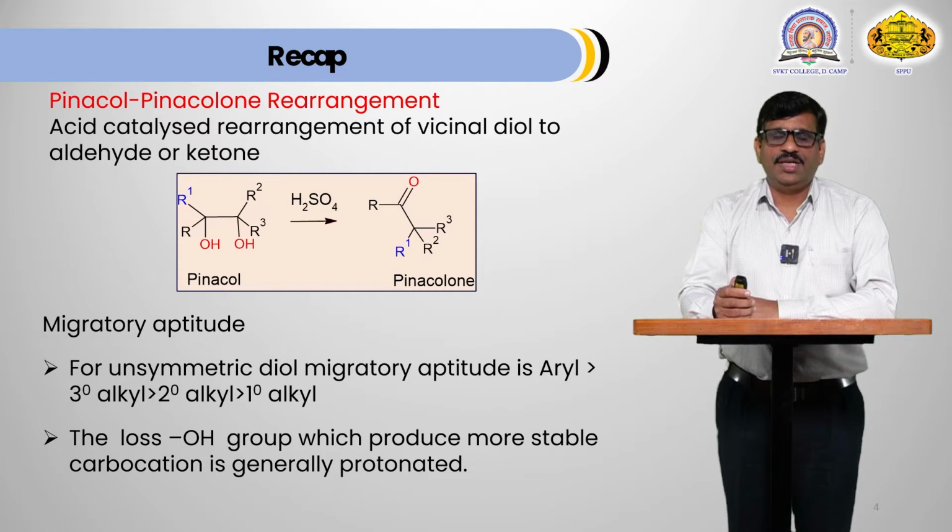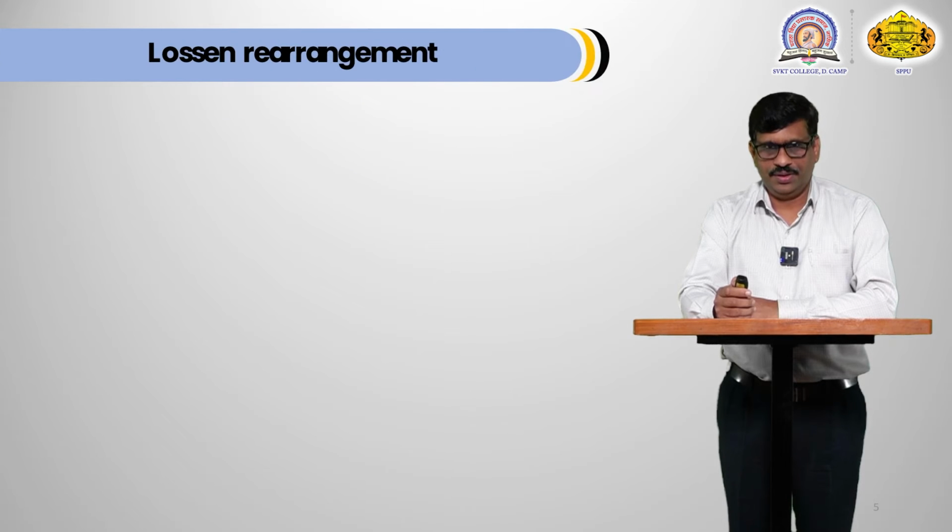In the pinacol-pinacolone rearrangement, migratory aptitude is very important. Carbocation is formed, and that's why the rearrangement takes place. Migratory aptitude is tertiary greater than secondary greater than primary. The loss of the OH group which produces the more stable carbocation generally occurs, followed by migration, and finally there is formation of an aldehyde or ketone as the product.